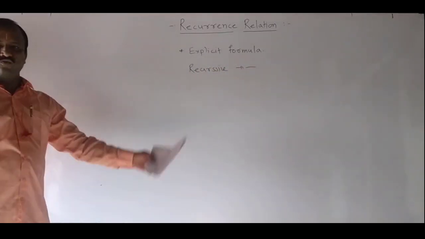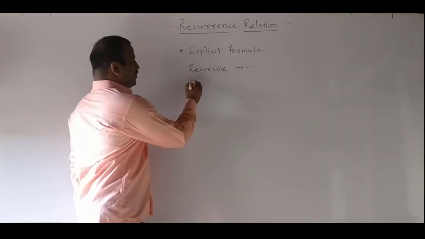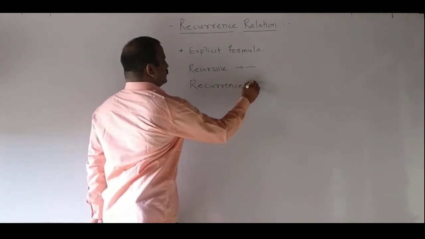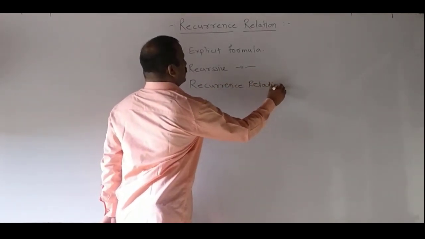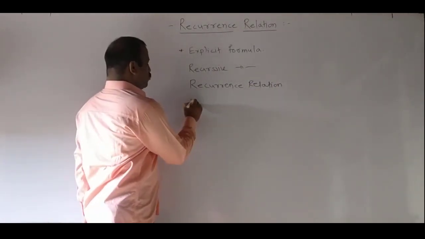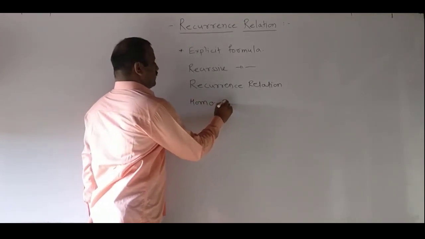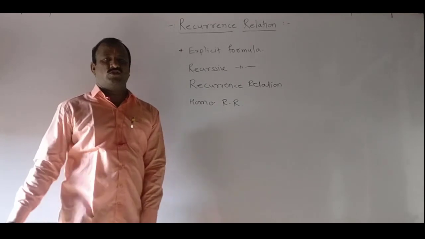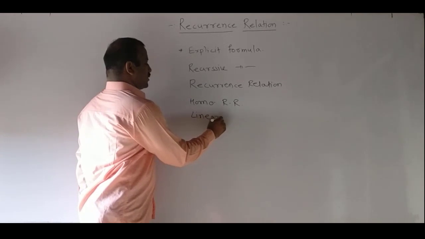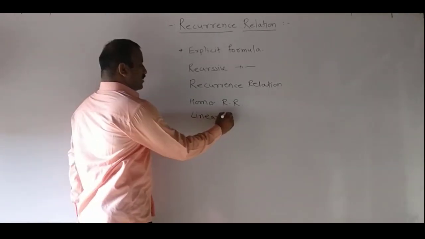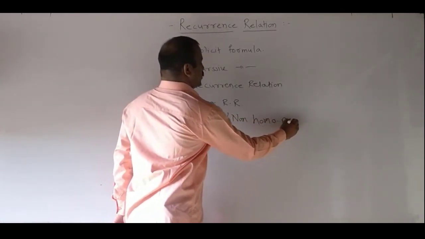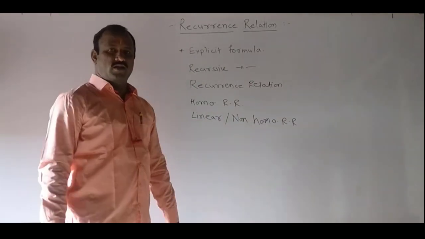Then by defining these two basic formulae, we have to define the next one, that is the title of our topic, that is recurrence relation. Then we have to see there are two types of recurrence relation, out of which the first one is a homogeneous recurrence relation with constant coefficients of order k. Then we have to see linear recurrence relation with constant coefficients of order k, which is also called a non-homogeneous recurrence relation with constant coefficients of order k.